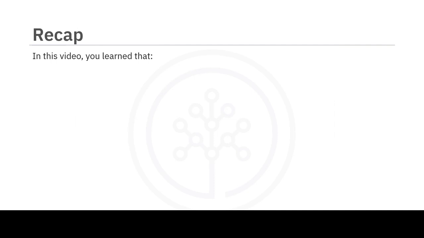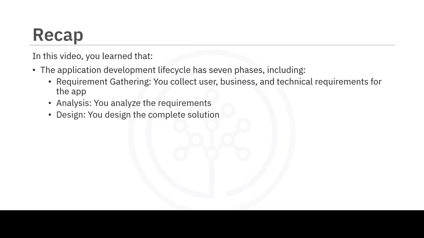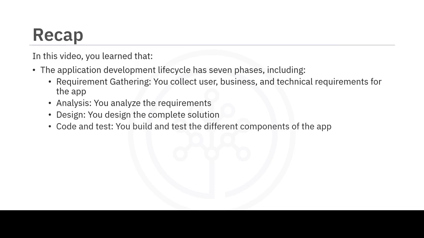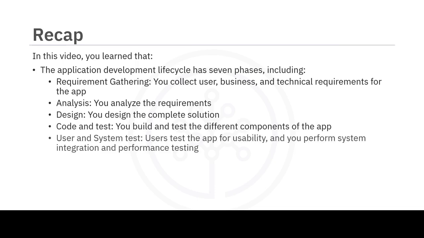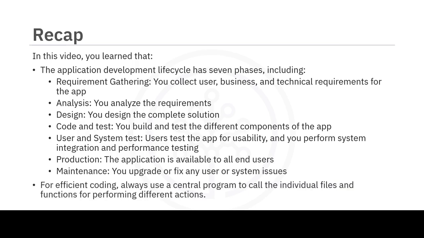In this video, you learned that the application development lifecycle has 7 phases, including requirement gathering, where you collect user, business, and technical requirements for the app; analysis, where you analyze the requirements; design, where you design the complete solution; code and test, where you build and test the different components of the app; user and system test, where users test the app for usability and you perform system integration testing and performance testing; production, where the application is available to all end users; maintenance, where you upgrade or fix any user or system issues. For efficient coding, always use a central program to call the individual files and functions for performing different actions.